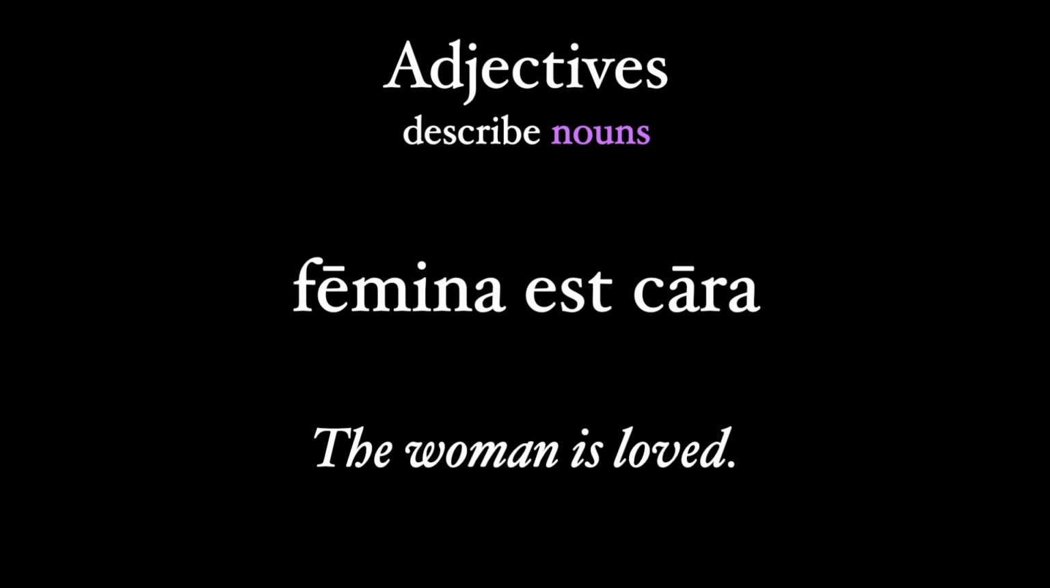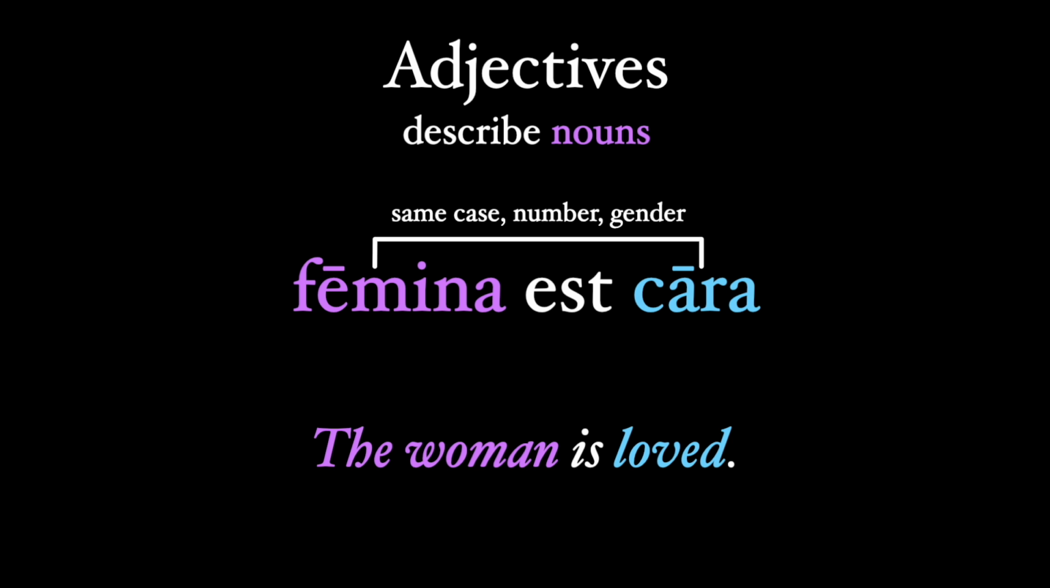Adjectives, simply put, are words that describe nouns. Femina est cara, the woman is loved. Our adjective cara, loved or dear, describes the femina, the woman. Because of that, cara shares the same case, number, and gender as femina. It's a loved woman. So the adjective is joined directly to the noun it describes.